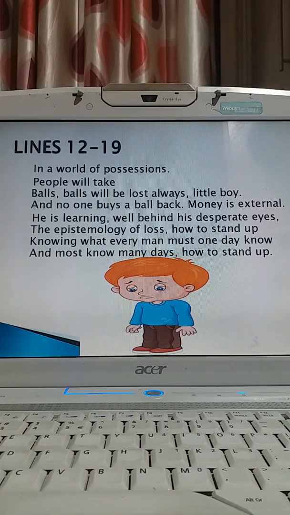Right? Now, here, the poet says that the boy has to learn that in this materialistic world, many of his belongings will be lost forever. He personifies the ball as his belonging, his possession in this world, but be it the worldly things or the relationships that he has. So he says that he has to learn to live without things and people. And this is the bitter reality of life.